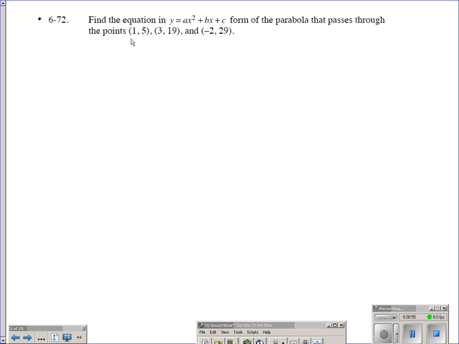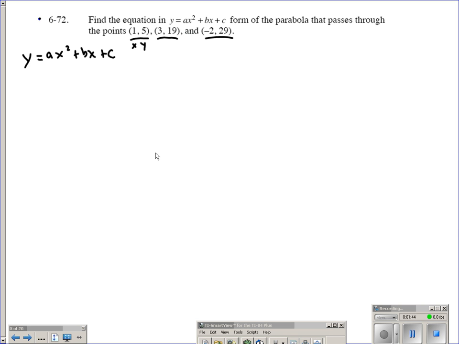So we're going to use these 3 points, (1, 5), (3, 19), and (-2, 29), to help us create that system. First of all, remember, we're using y equals ax squared plus bx plus c. Each of these points gives us a little information that allows us to create an equation we can solve. For the point (1, 5), I have the values x and y, so let's create our equation using 1 and 5.